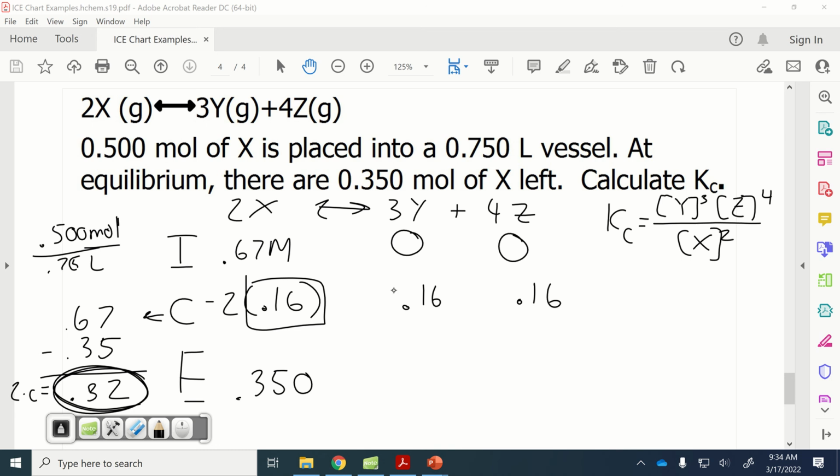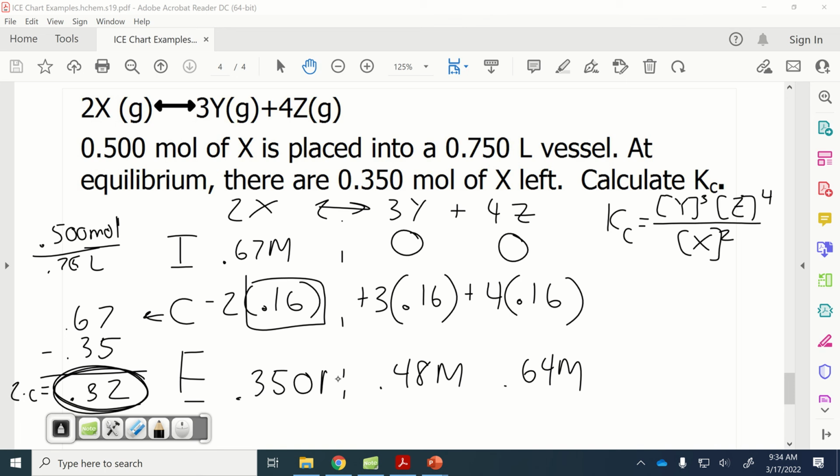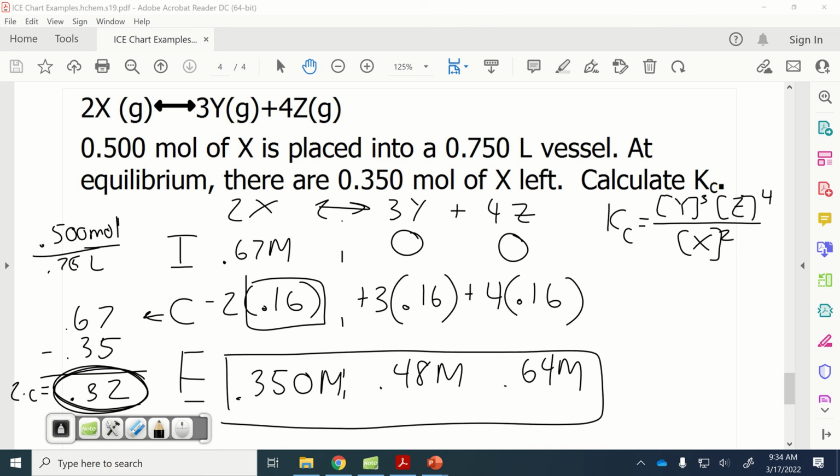And it's going to get multiplied. So this is going to be 3 times 0.16, and this is going to be 4 times 0.16. This is going to be added. Whichever side is subtracted, the other side is added. So this would come out to 0.48 molar, and this would be 0.64 molar. I hope you see that okay. And these are the final concentrations, these 3 down here. That's your equilibrium concentrations. So again, what did I do? I found that the change was 0.32, but that is 2 times whatever it's actually changing by. It's 0.32, so 0.16. Then I can plug it on in over here.